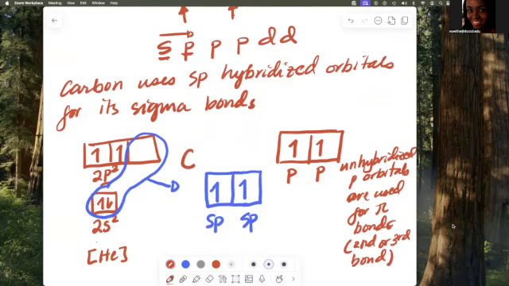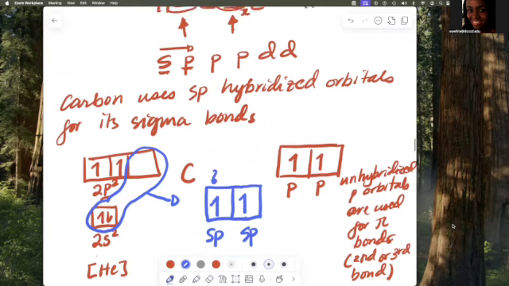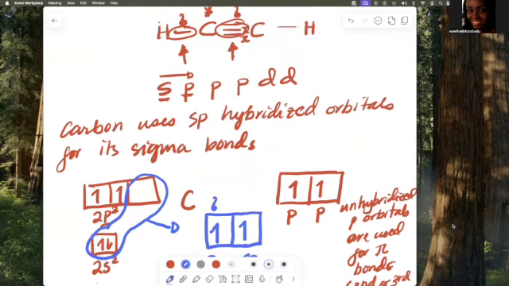So over here, let's see how it plays out. Now our carbon has got 4 spots to bond, right? These first 2 in the sp orbitals, these would be used for sigma bonds. Let's see if that makes sense. In our carbon right here, these are our sigma bonds.